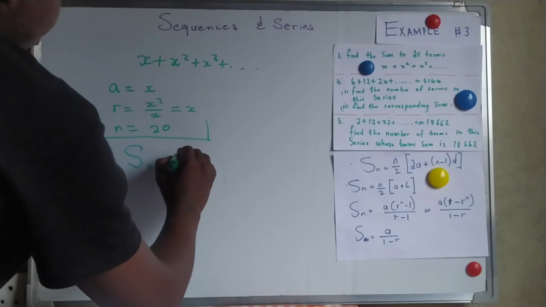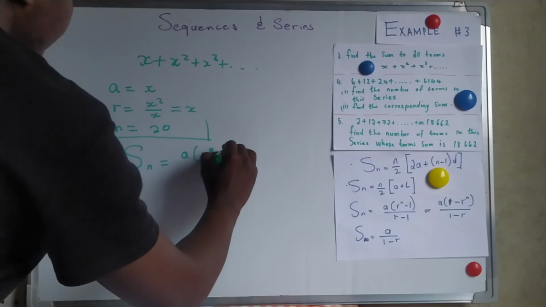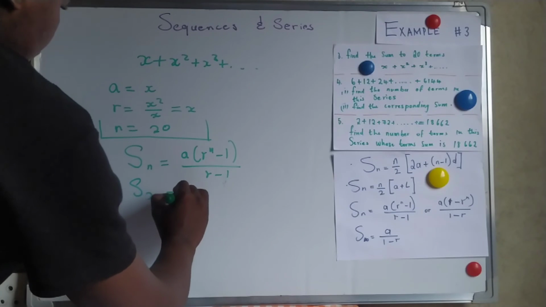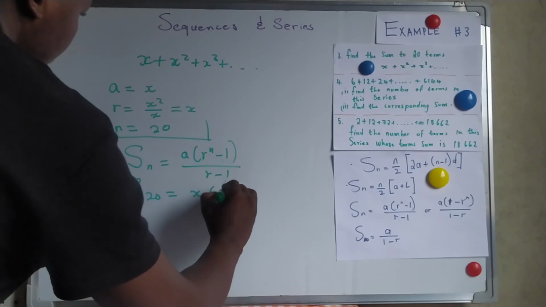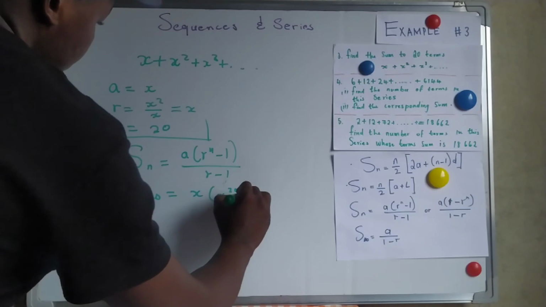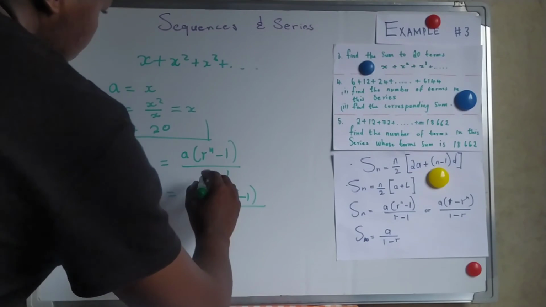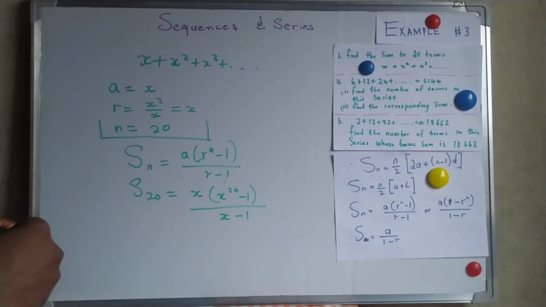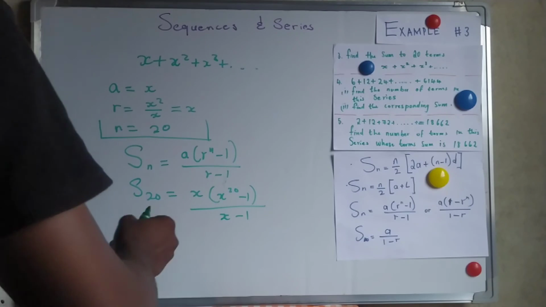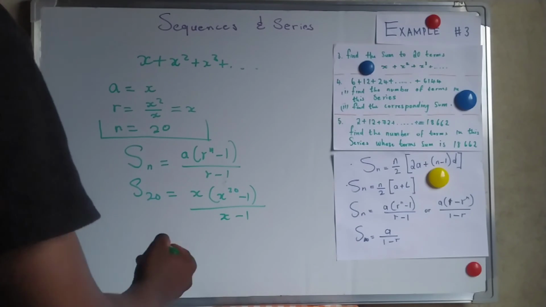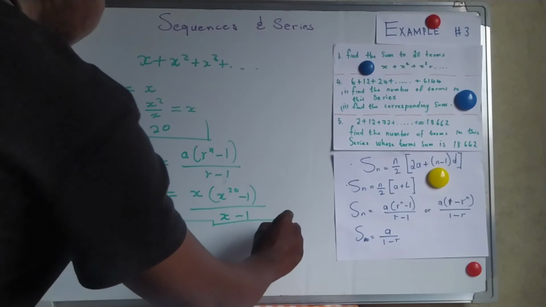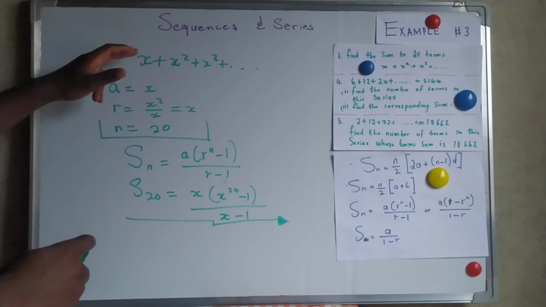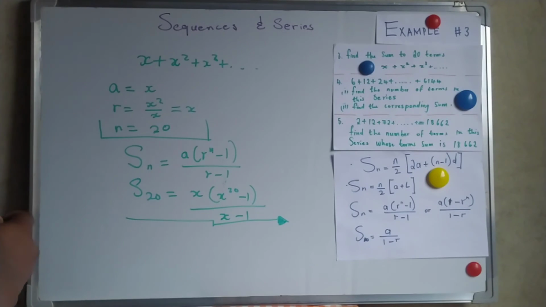Now that we have all this information, we can calculate the sum to 20 terms. So we have a times r to the n minus 1, all over r minus 1. Then S20 is equal to a, which is x, times x to the exponent 20 minus 1, all over what's our r? It's x minus 1. A person may want to multiply further, but this is the simplified version. So this would be your sum to 20 terms. This is how you find the sum to 20 terms of a series which is just variables.